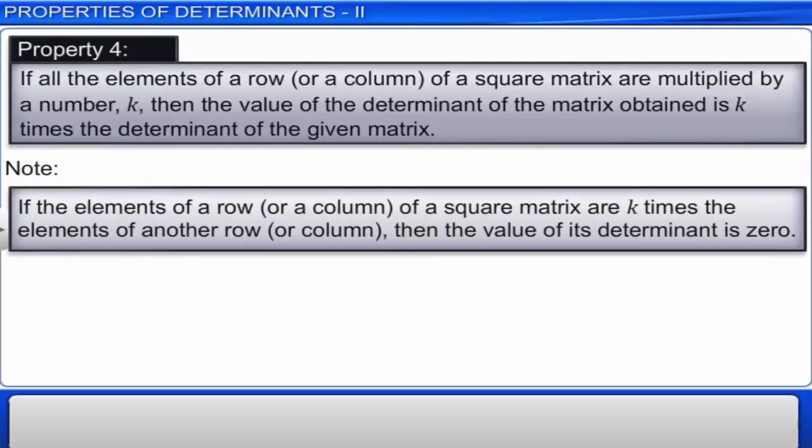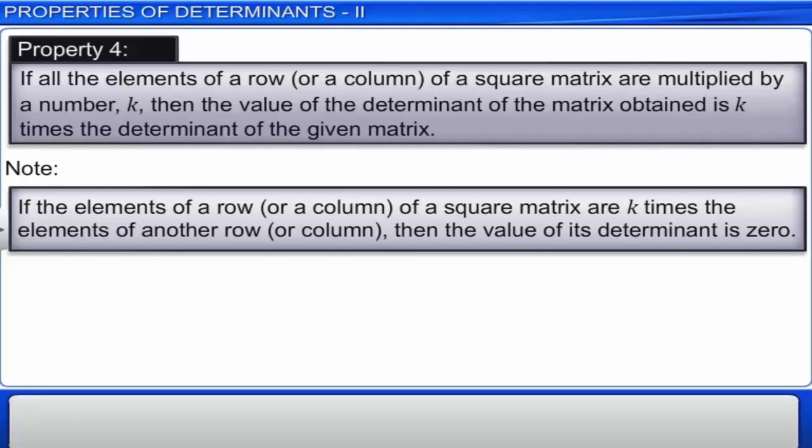Two results can be deduced from this property. The first is that if the elements of a row or a column of a square matrix are k times the elements of another row or column, that is, if two rows or columns of a determinant are proportional, then the value of its determinant is 0.